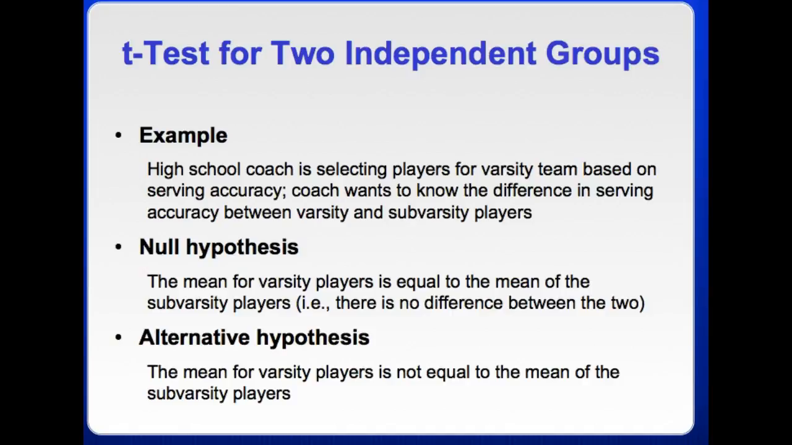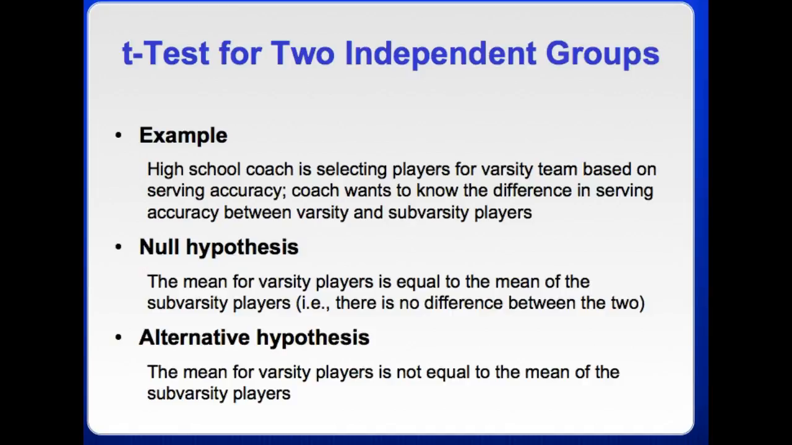T-test for two independent groups. Example: a high school coach is selecting players for the varsity team based on serving accuracy. The coach wants to know the difference in serving accuracy between varsity and sub-varsity players. So your null hypothesis: the mean for varsity players is equal to the mean of the sub-varsity players. It means there's no difference between the two.